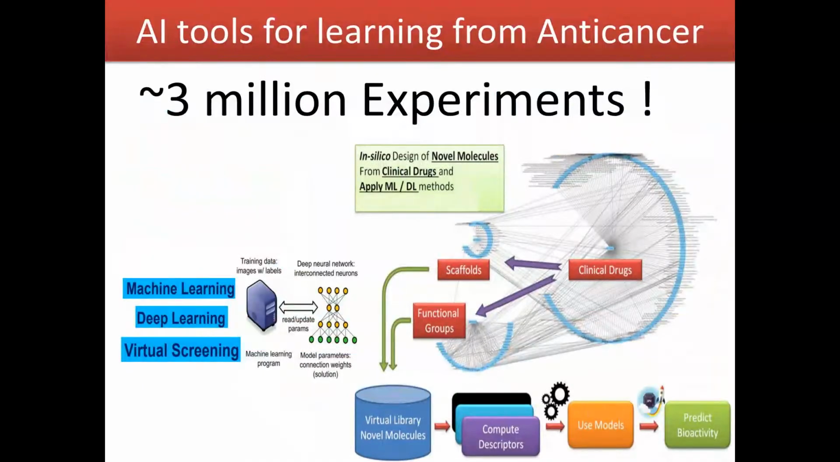So what happened here? We put 3 million experiments into the system. Then we also took the clinical drugs with respect to anti-cancer agents. Then you extracted the molecular scaffolds with respect to the anti-cancer agents. Now, as it is shown here, we built the network of scaffolds and functional groups, and that forms the virtual library of novel molecules.